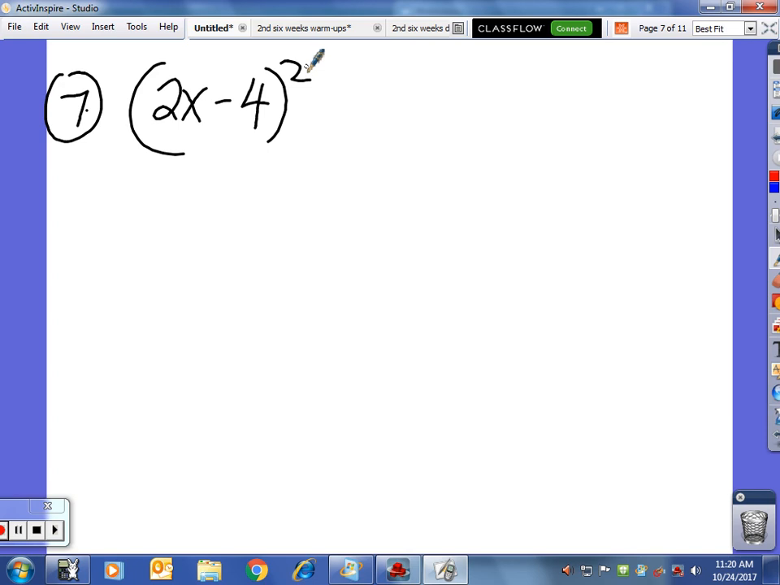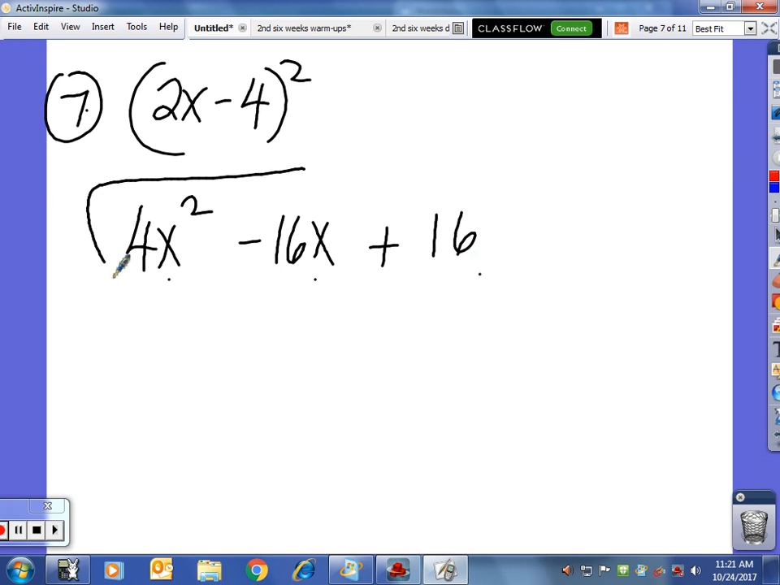Alright, Jacob, tell me what you got here. Okay, that's okay. He just has it out of order. You got 4x squared somewhere. Tell me what else you had. Negative 16x. Then a plus 16. Make sure you have the signs here. What we want to do, Jacob, is put them in order from highest down to lowest. So I would like you to have your answer in this order. It is 4x squared minus 16x plus 16. This is the answer right here.